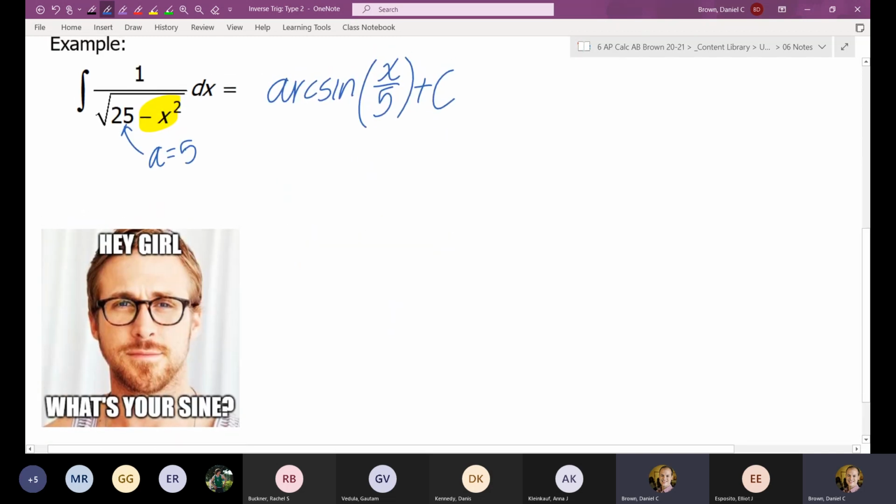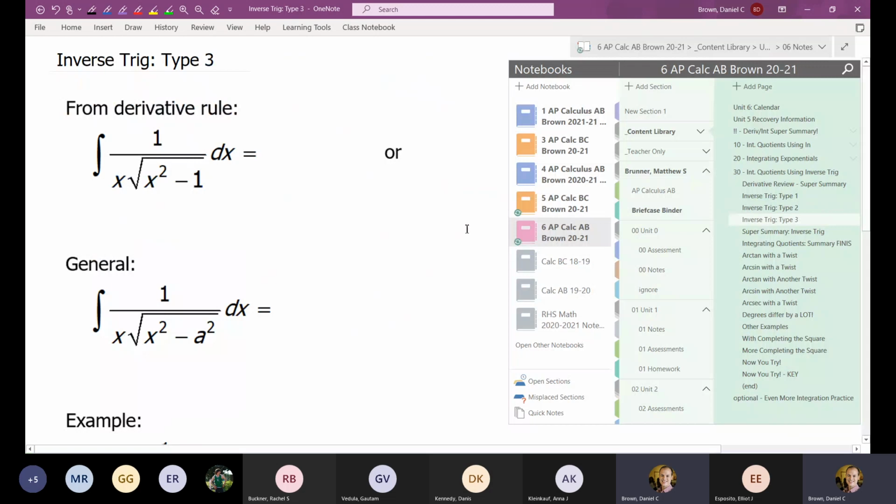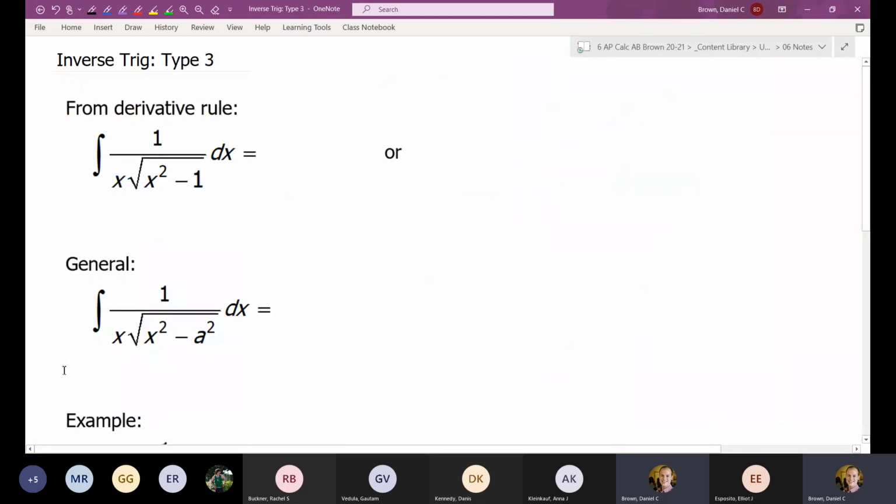Questions on that rule? All right, and then we have our secant rule, and this will be the third rule that we're looking at. Secant's going to be kind of the weird one. So I have the integral of 1 over x times the square root of x squared minus 1. Clues that this is a secant one: clearly there's a square root there.